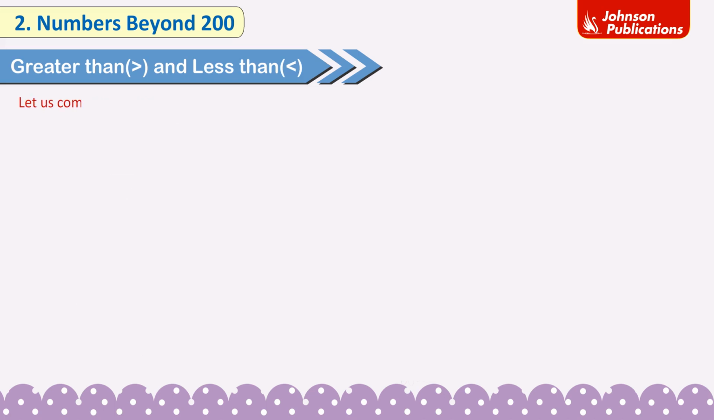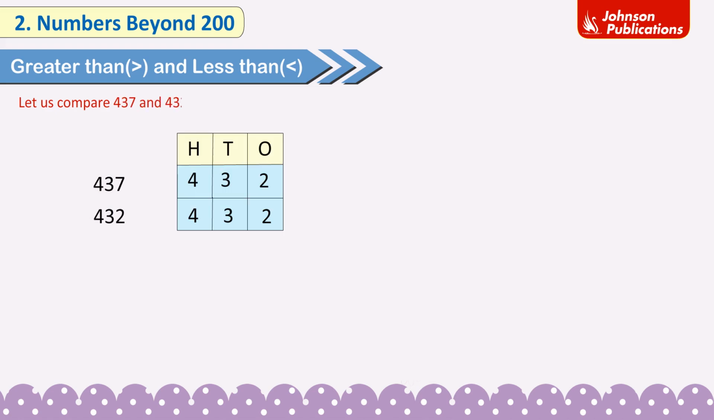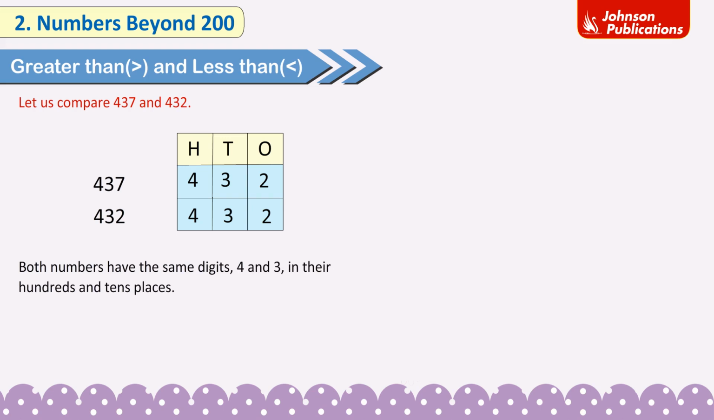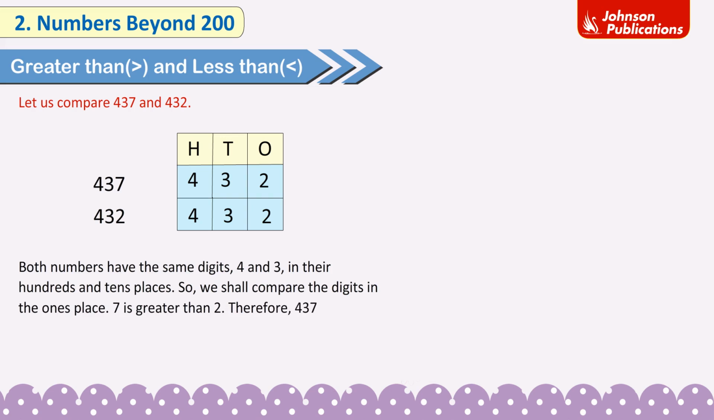Let us compare 437 and 432. Both numbers have the same digits 4 and 3 in their hundreds and tens places. So, we shall compare the digits in the ones place. 7 is greater than 2. Therefore, 437 is greater than 432. Using symbols, we can write it as 437 > 432 or 432 < 437.